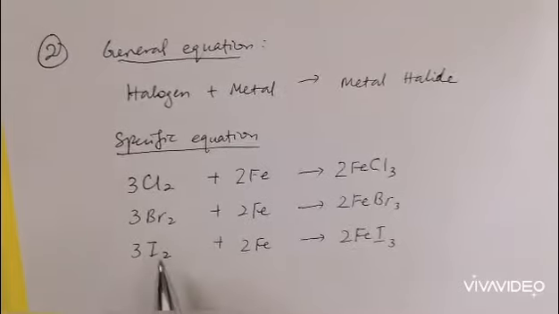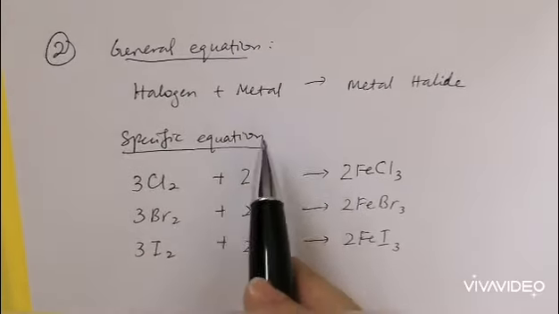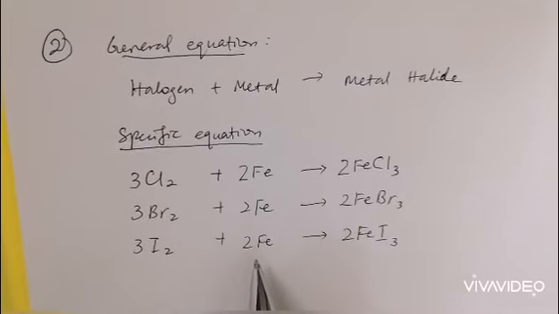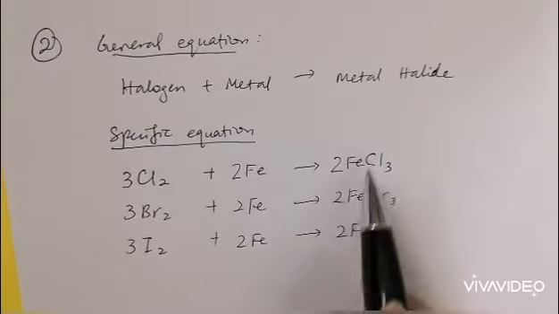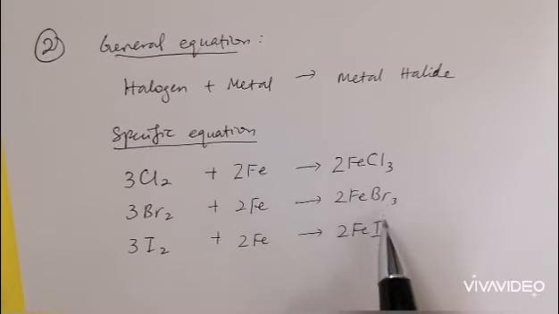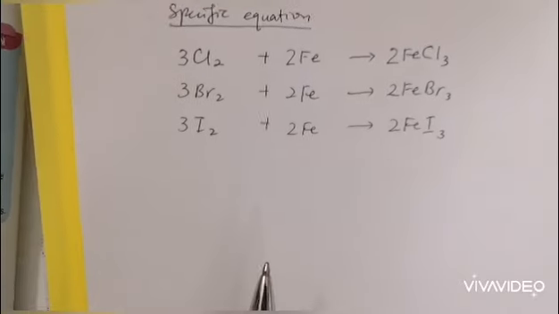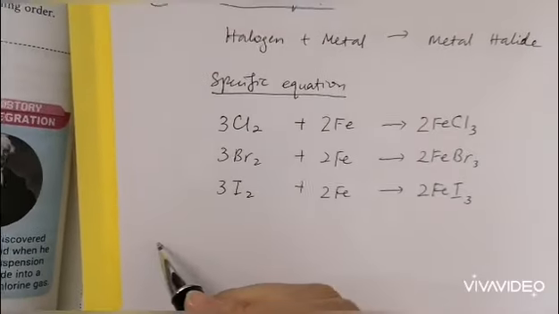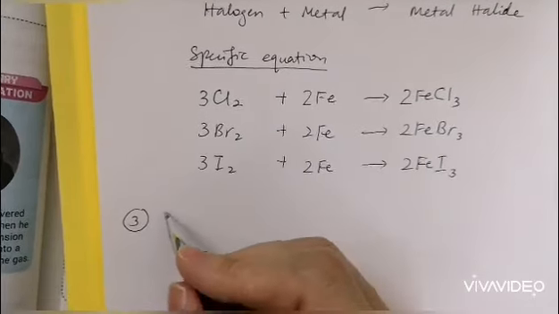Okay, so you have your halogen, that's the halogen. You have your metals and you have your metal halides. That's the second one. Let's move on to the third reaction.